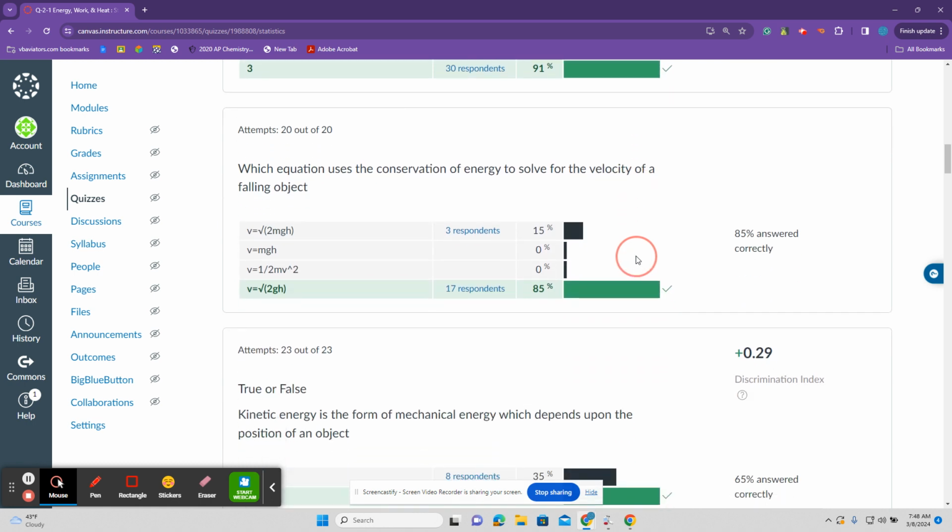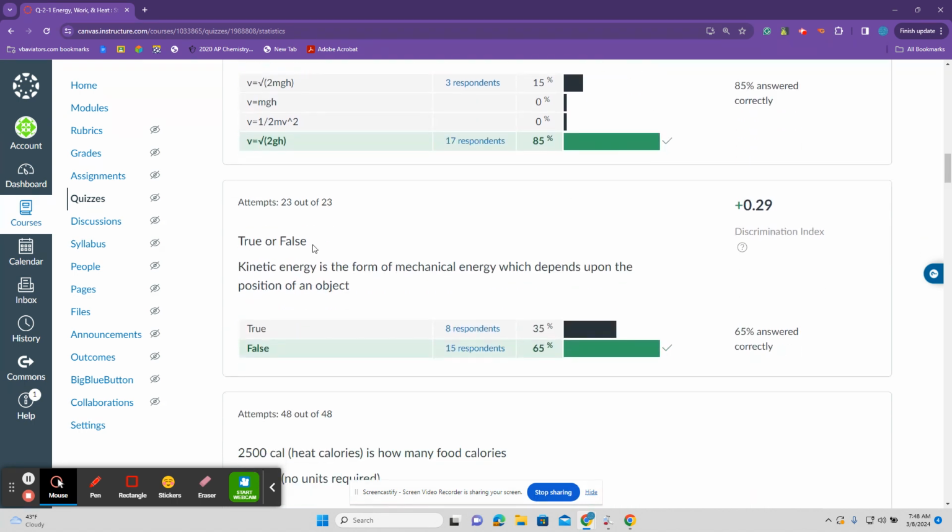Which equation can be used to solve for velocity of a falling object? Right from our flex book, we derived this. We set potential equal to kinetic. We canceled out the masses. We solved for V. This is what you get, square root 2GH. We used that right from the roller coaster problem on the flex.